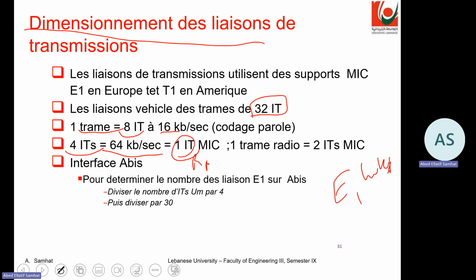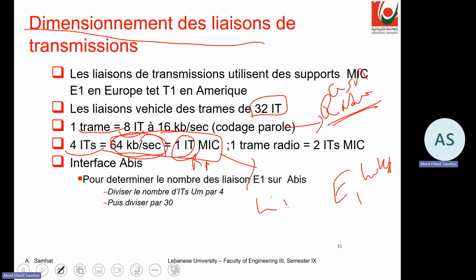If we take this one, it is the radio, because we are working with GSM here, and this is the 1 time slot at link 1. That's why for each 4 radio time slots, we need one time slot from the link E1.